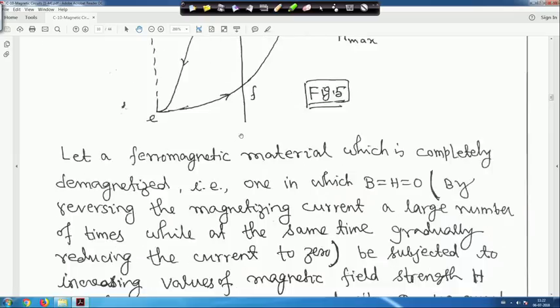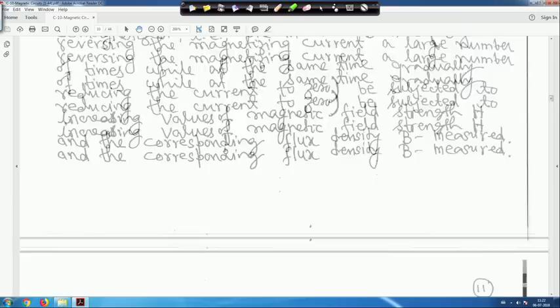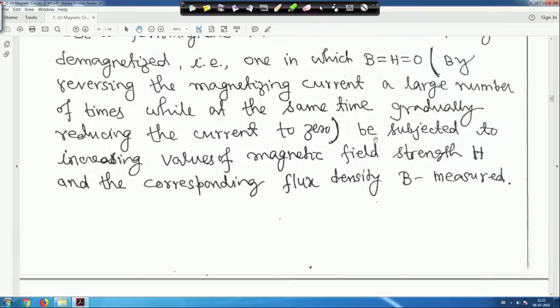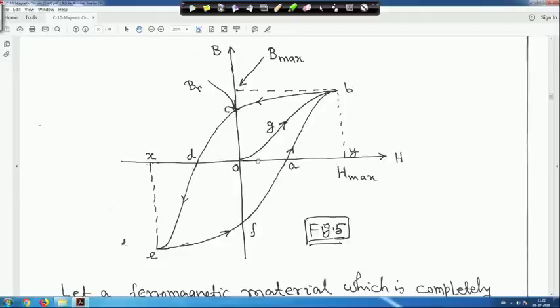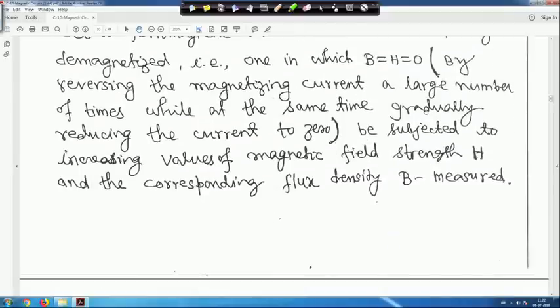Now, after making this, we are trying to increase H, right. Increasing H means you are increasing the current, then this will follow the path OGB, right. So in that case, the material is subjected to increasing values of magnetic field strength H and the corresponding flux density is measured, right.